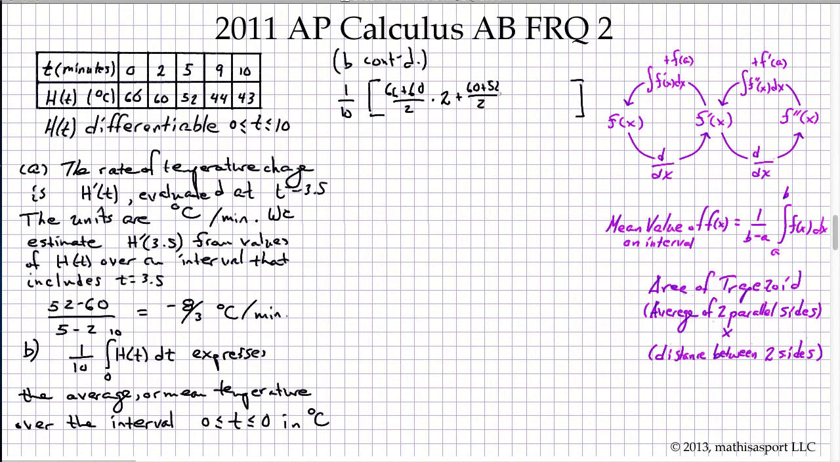I need that average. And the width there from 2 to 5 is 3. I'll also need to average 52 and 44 over 2, and the width of that interval is 4, and I see that I didn't quite leave enough room, so my last calculation is 44 plus 43 averaged, and the width of that interval is just 1. And that comes out to, using the calculator, 52.95 degrees Celsius.